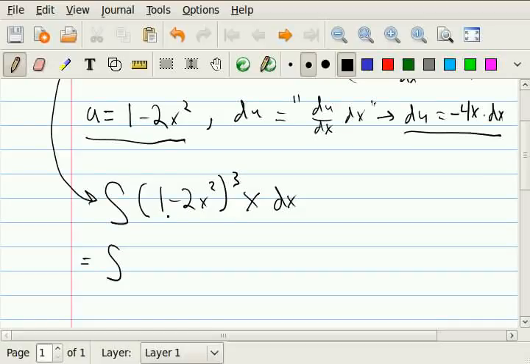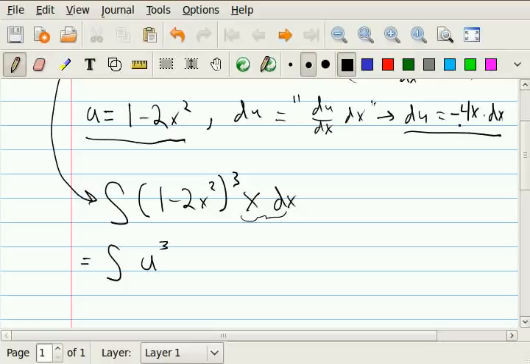This is u to the power 3, right? u is 1 minus 2x squared, so that's u cubed. This is u here. Now here's the problem. du is negative 4x dx. We don't have that. We have x dx. So we're not quite there. We don't have the right thing for du. We have something else inside our integral.